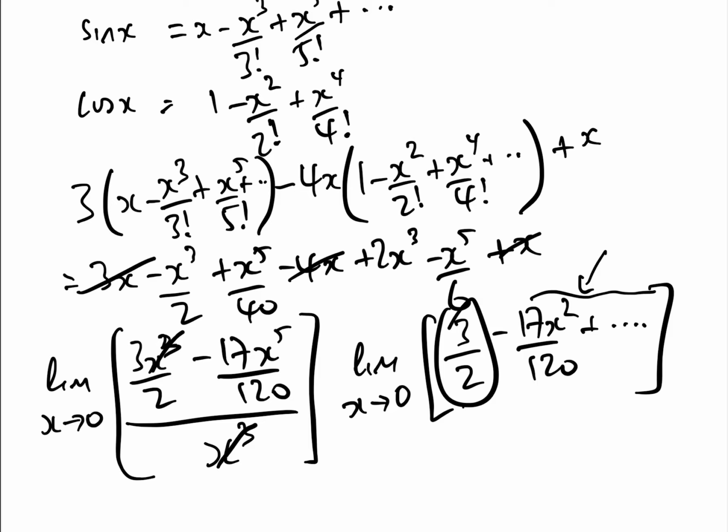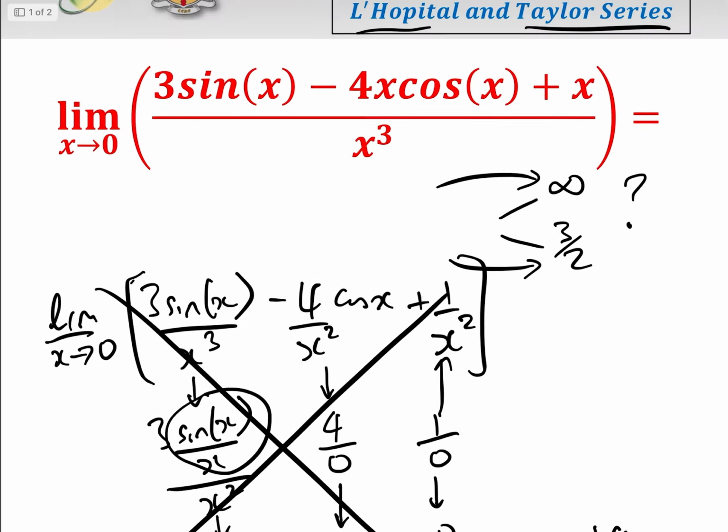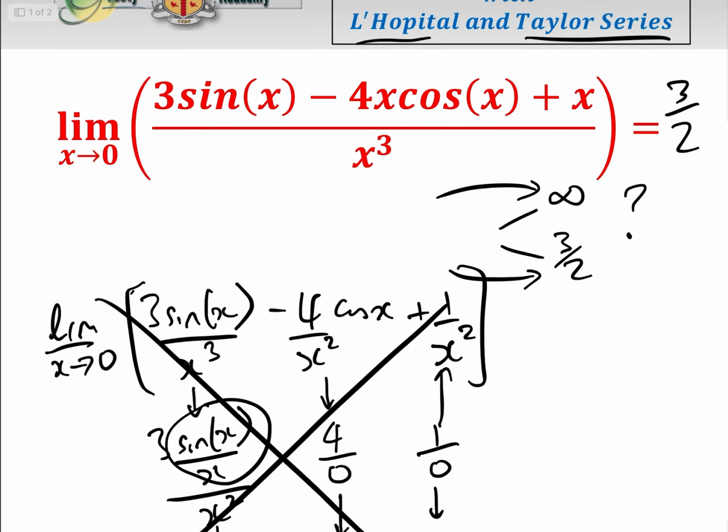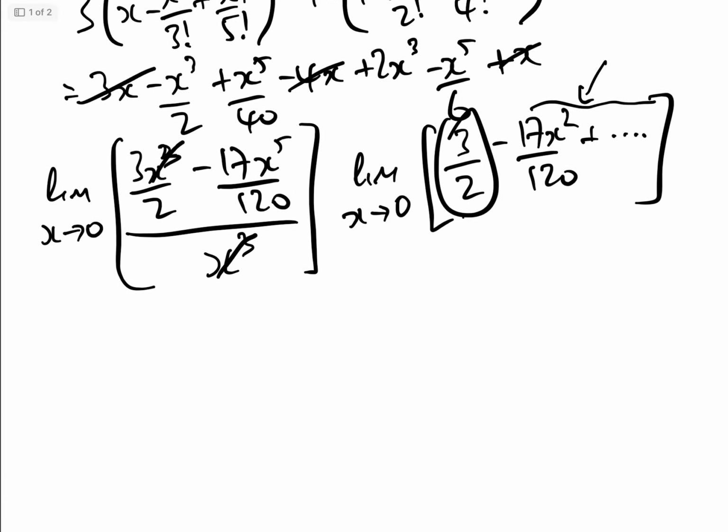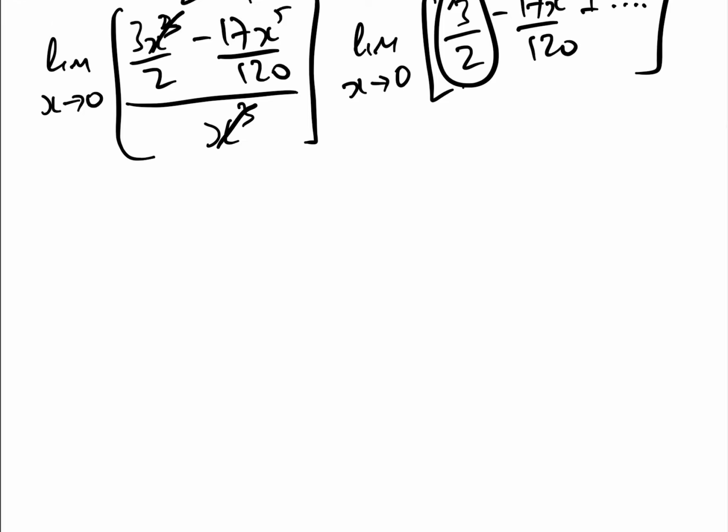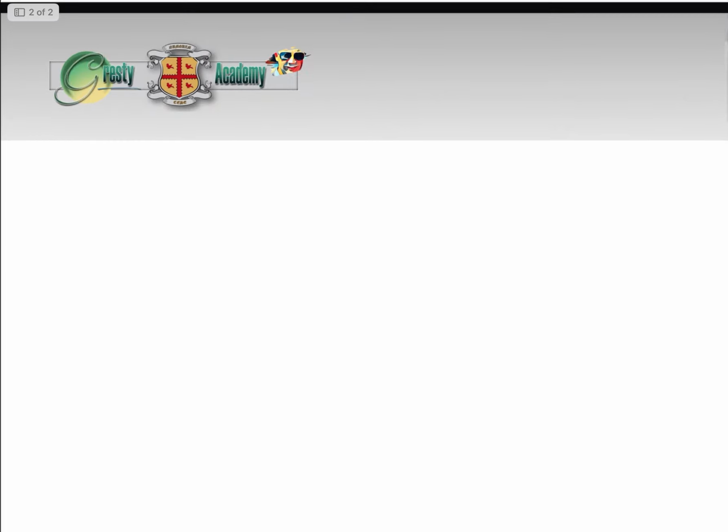So that is a correct method, and that gives us the right answer of 3 over 2. Okay, we're now also going to do a third method. Let's do it by L'Hopital, because that's an interesting one. So basically, let's go on another page and rewrite it.